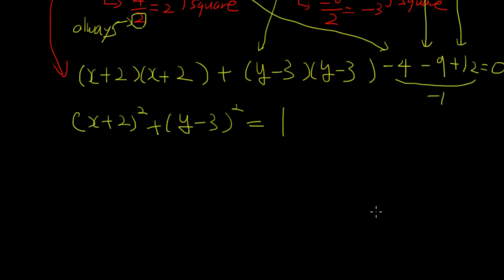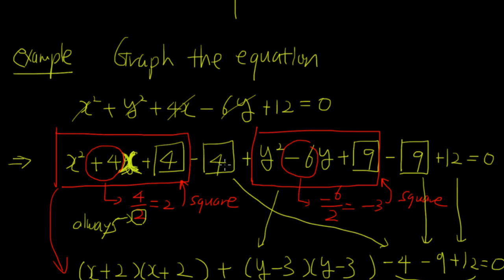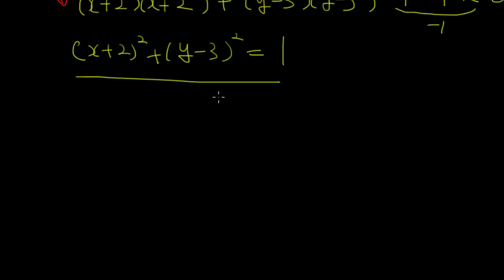Okay, so let's try to graph this. After all, the question says graph this equation, right? Again, we need this x and y. Well, before we do that, let's figure out the center. Center must be, remember, the opposite sign. So it'll be -2 and +3. Radius is 1.